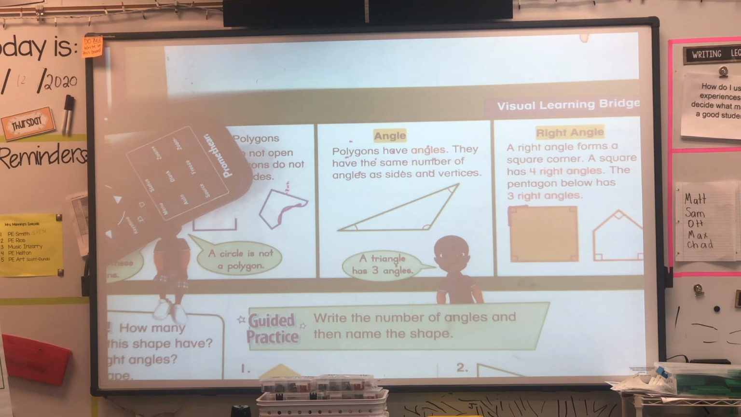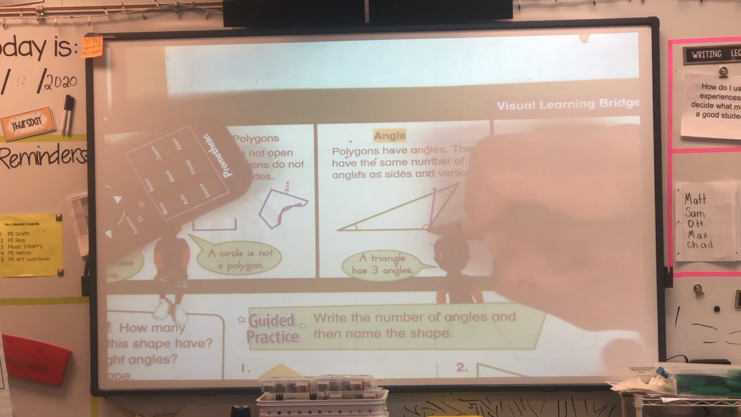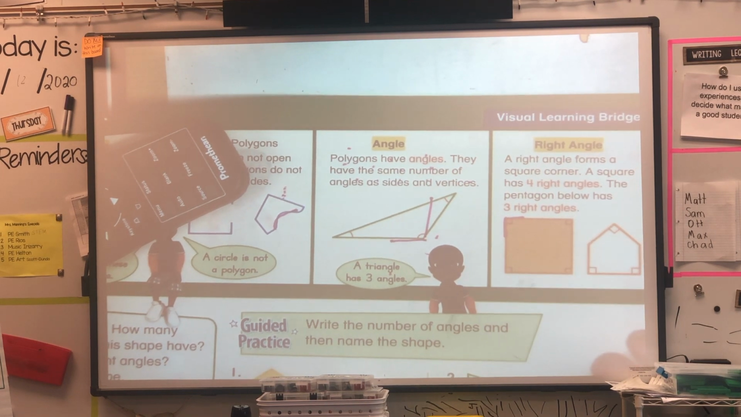You can look at your ceiling tiles, your carpet square you sit on, your door frame, your closet door, your front door, all examples of objects with right angles. This is not a right angle because it is not straight up and down and over, okay? A square has 4 right angles. Think about a ceiling tile. The pentagon below has 3 right angles. 1, 2, 3, okay?